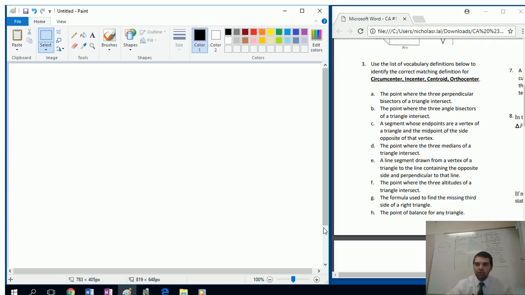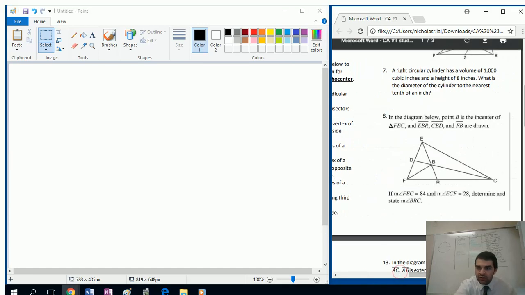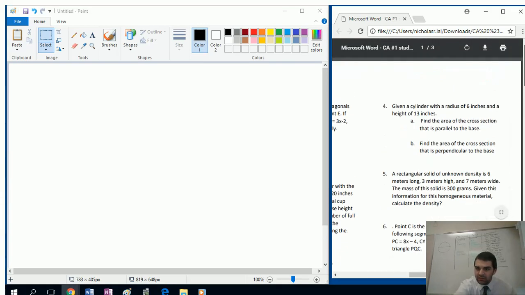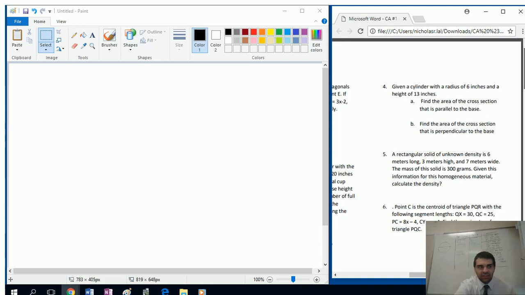Moving on to question 4. Let's do this. Given a cylinder with a radius of 6 inches and a height of 13 inches, find the area of a cross-section that is parallel to the base, and then find the area of a cross-section that is perpendicular to the base. So let's start off with 4A.